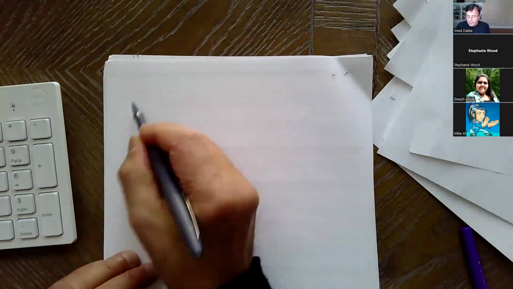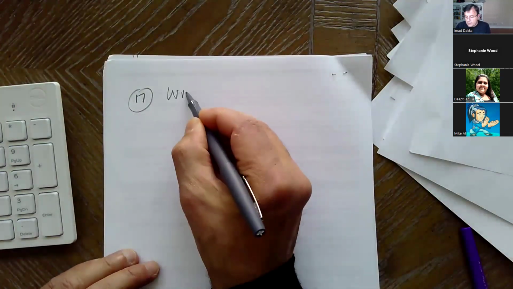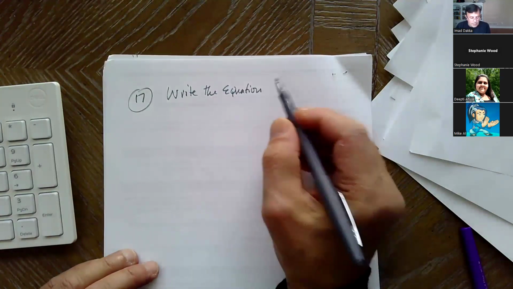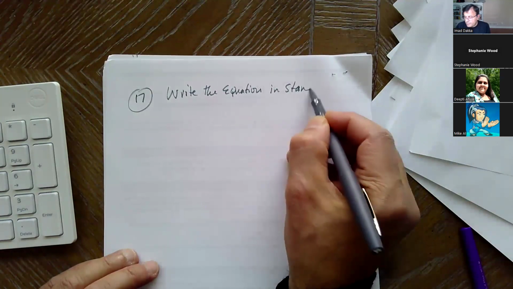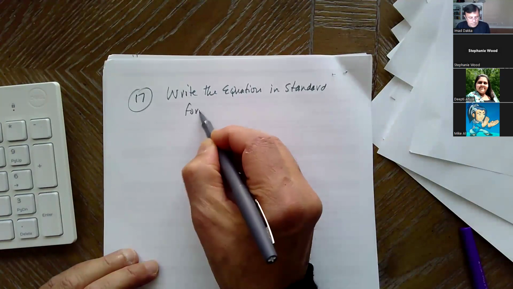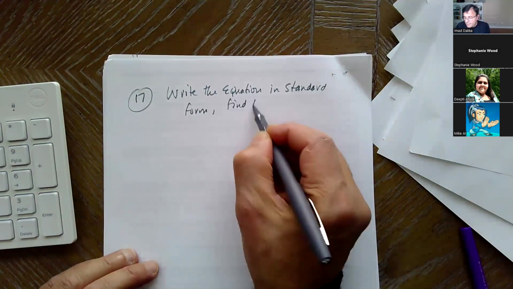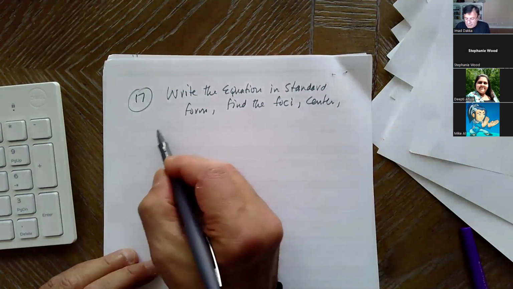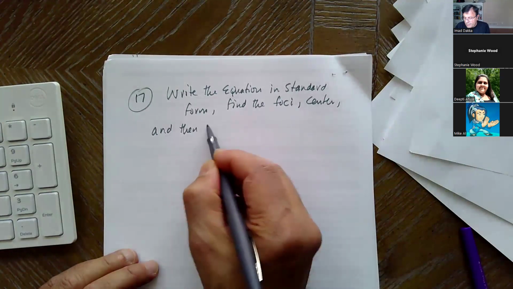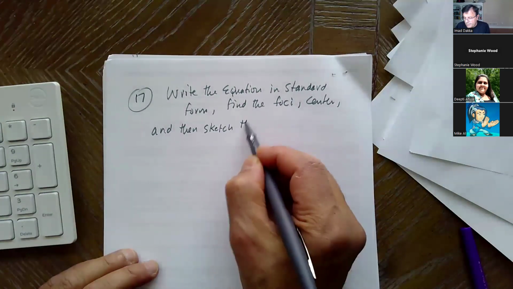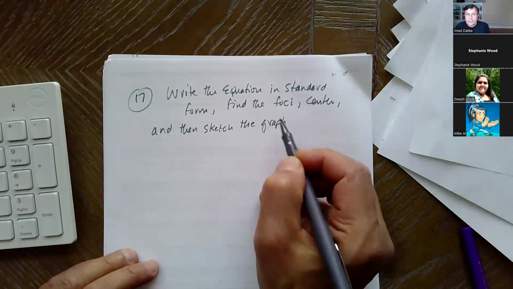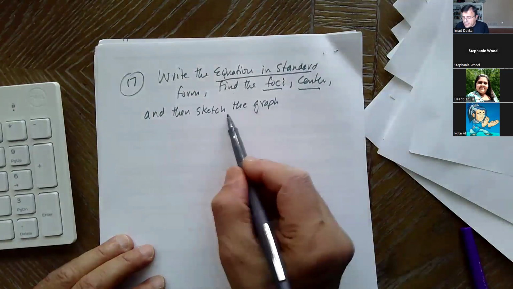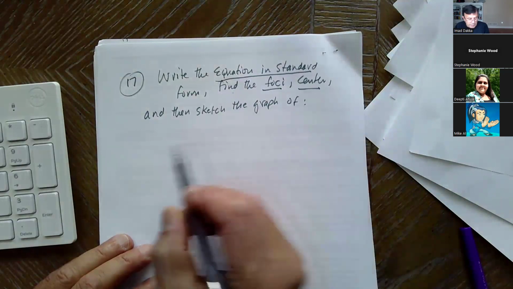Okay, last one about an ellipse. So write the equation in standard form. Find the foci, center, and then sketch the graph. So we need to write the equation in standard form. We need to find the foci, the center, sketch the graph of the equation.